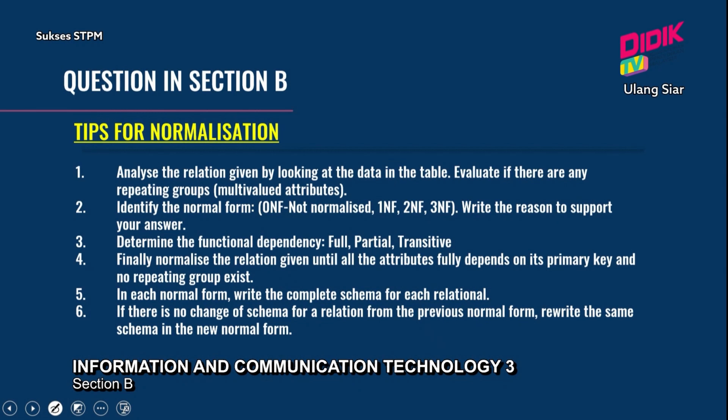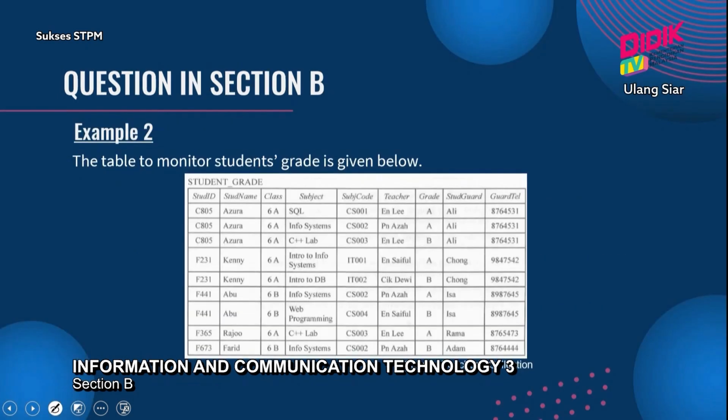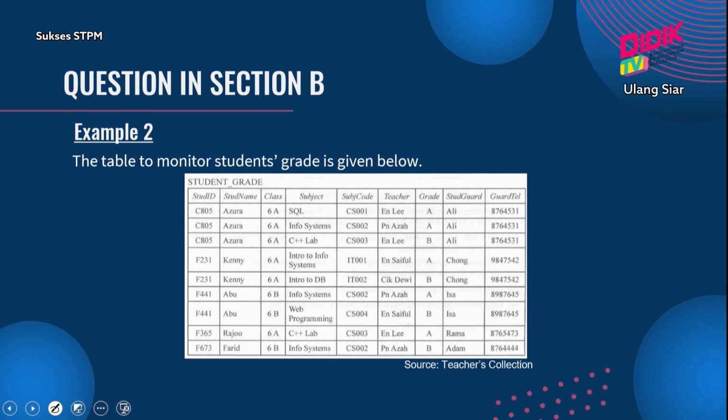This is very important. Number 5 and number 6 are important. Okay, let's look at this example. You are given a table and then you analyze the table.